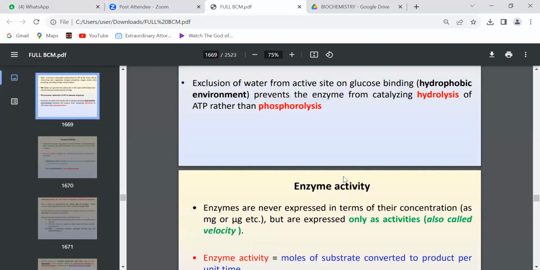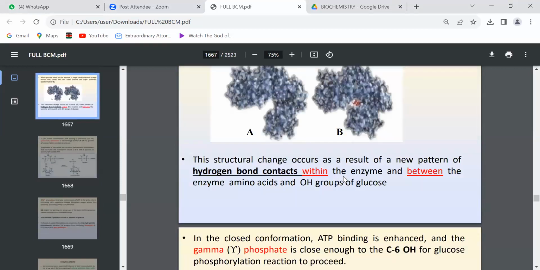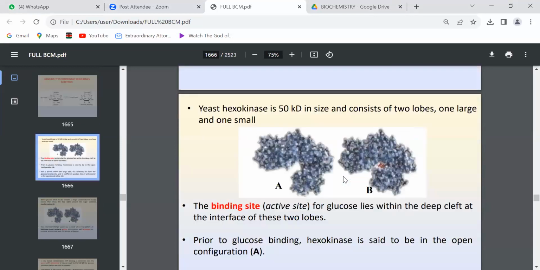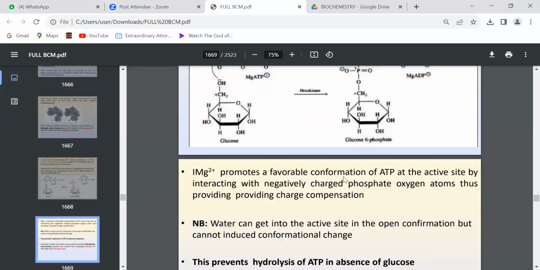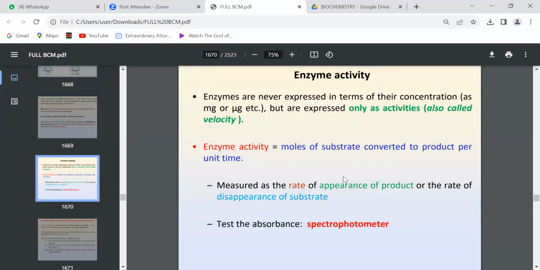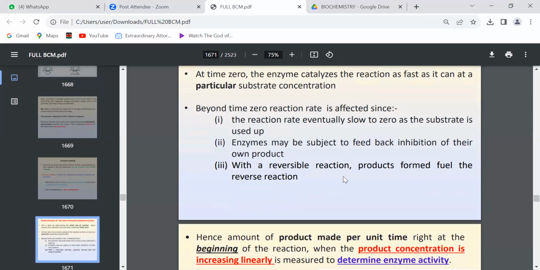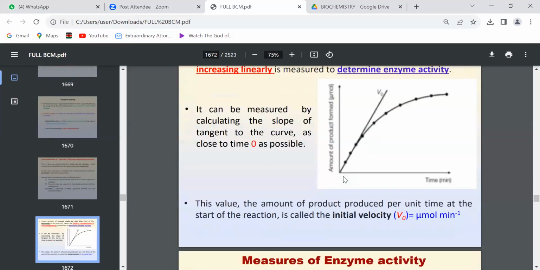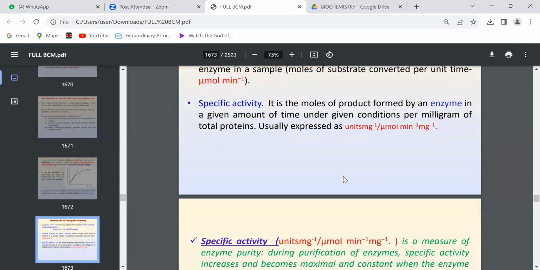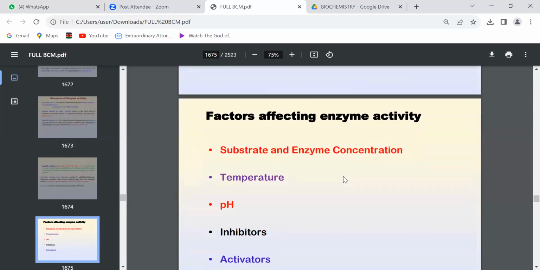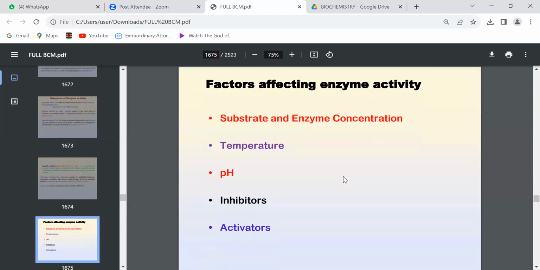So now that we have at least defined what enzymes are and looked at the few classes, if you want to measure enzyme activity, that would just be the amount of substrate that was converted to a product per unit time. And of course, there are some factors that would affect enzyme activity. That is substrate and enzyme concentration, temperature, pH, inhibitors, and activators.